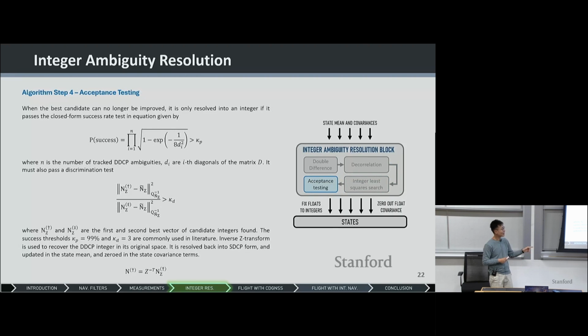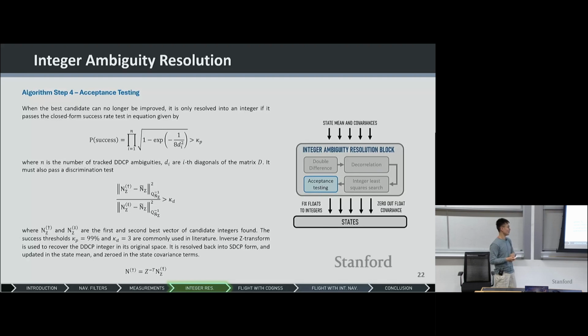So in the last step, we just want to make sure that we don't accept any integer that we search for. Authors in literature have proposed, especially Professor Peter Teunissen, a giant in the field of IAR, and he's the person that came up with this algorithm, by the way, statistical tests that you can conduct to validate your probability of success in closed form.